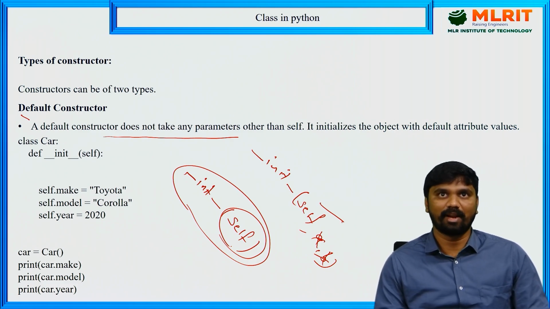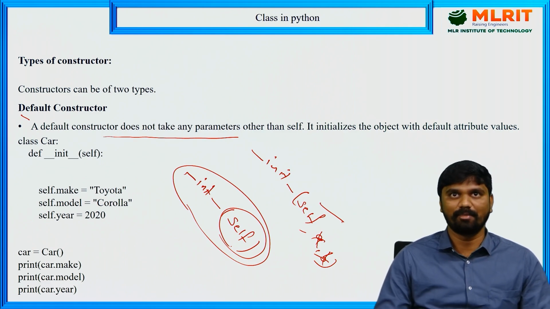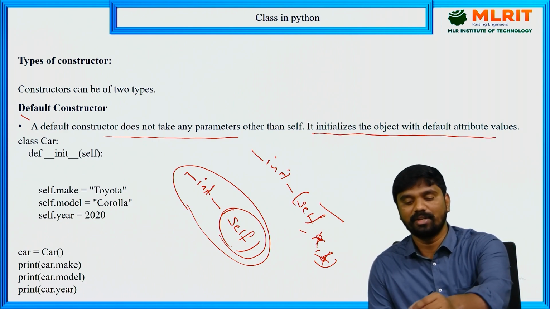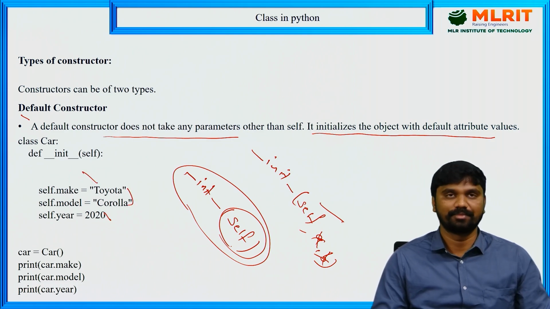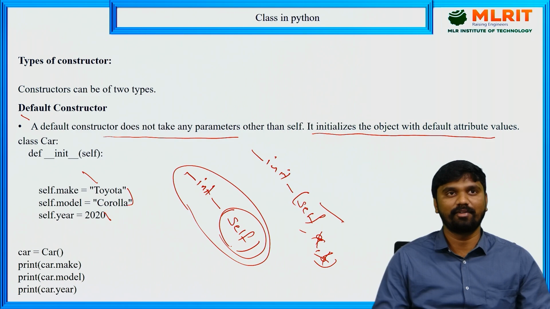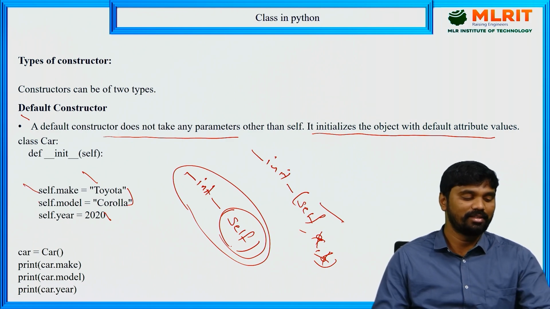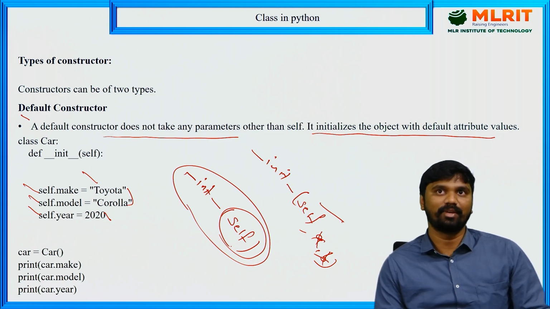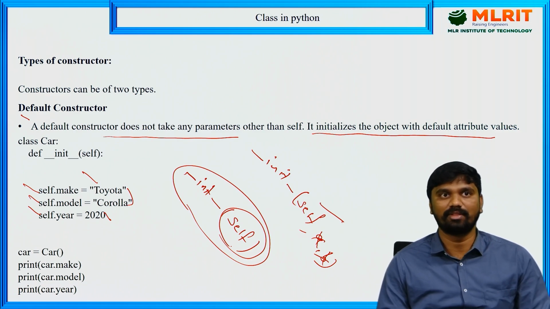This self parameter represents the current class object. Now see here, it initializes the object with default attribute values. What are the default values? Whenever you define the constructor, whatever values you assign to the instance variables at the time of defining the constructor are called default values, or default attribute values. That's why it initializes the object with default values.